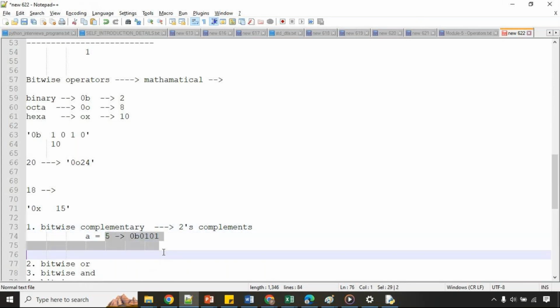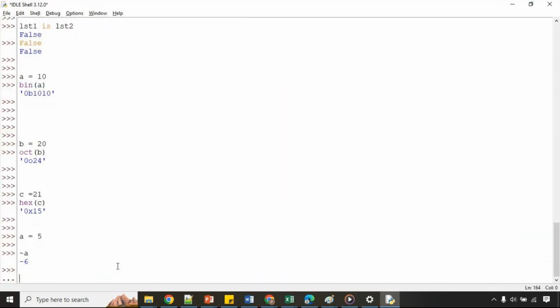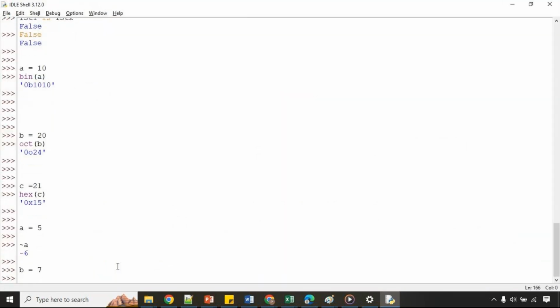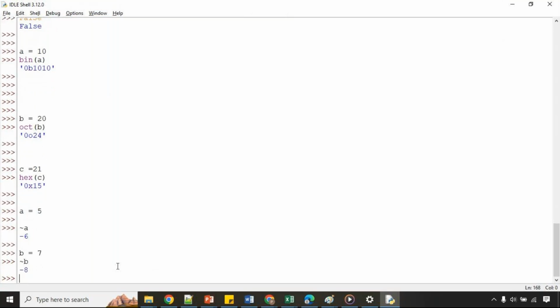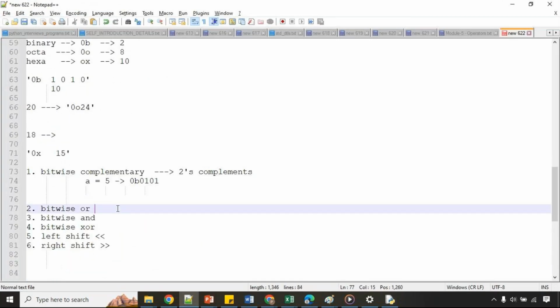So A equal to 5, right? Minus of n plus 1, minus 6. Similar way you can check. B equal to 7. So this is the tilde operator, ~B. Minus of n plus 1, minus 8. Okay, this is the output. Bitwise OR.